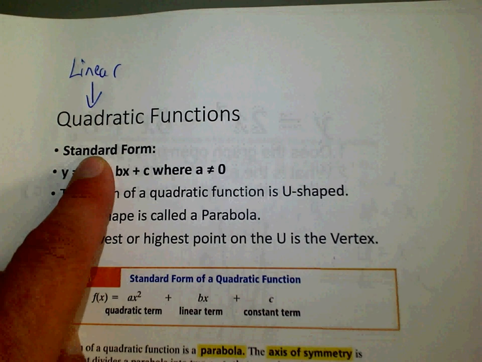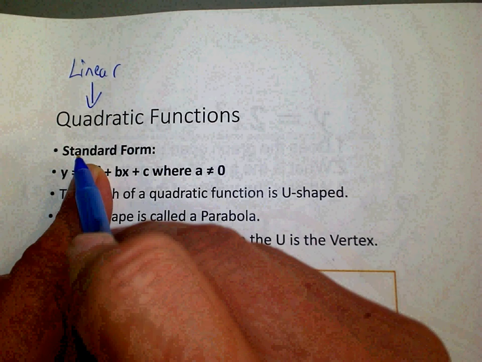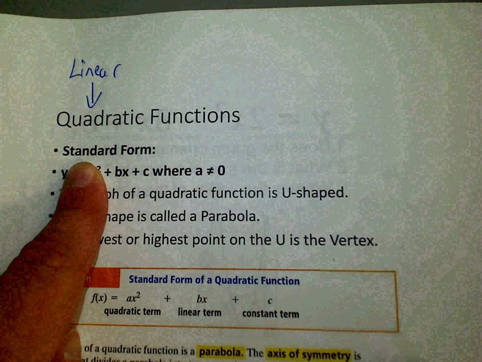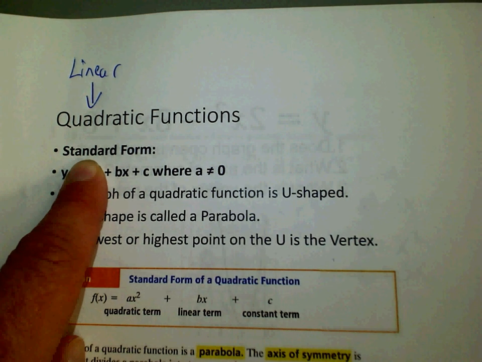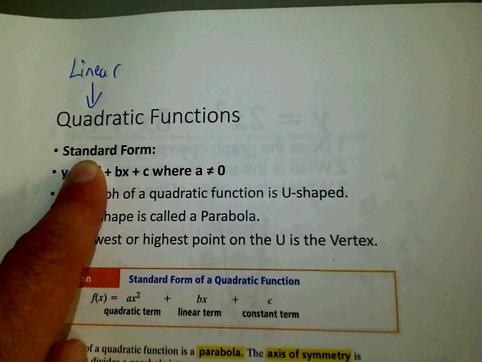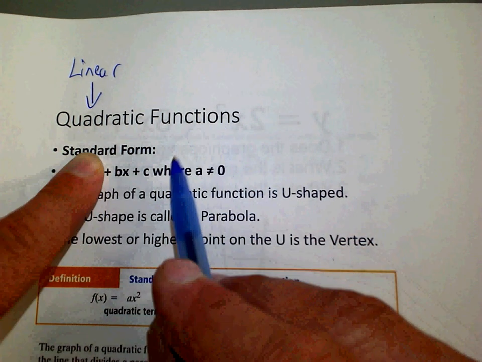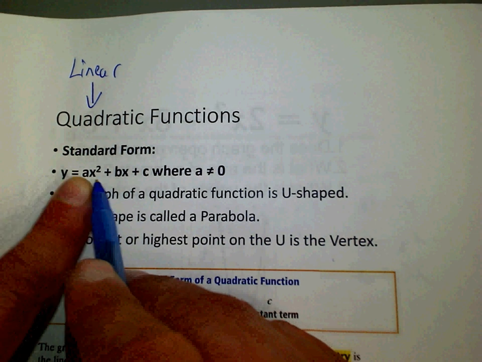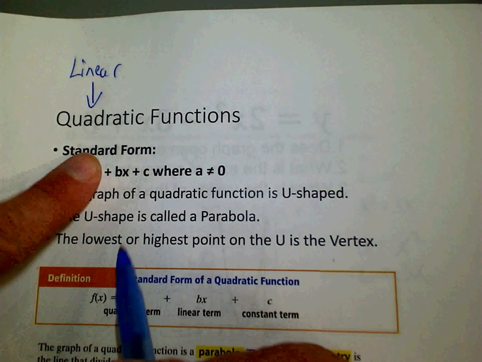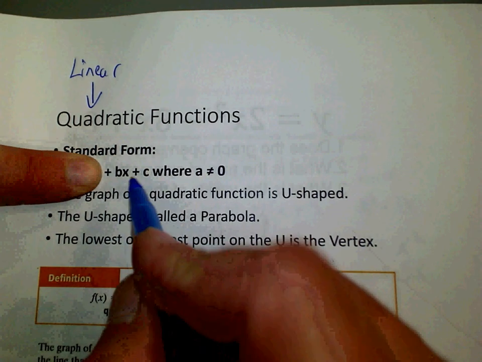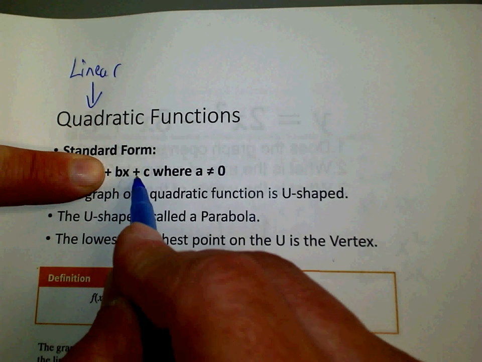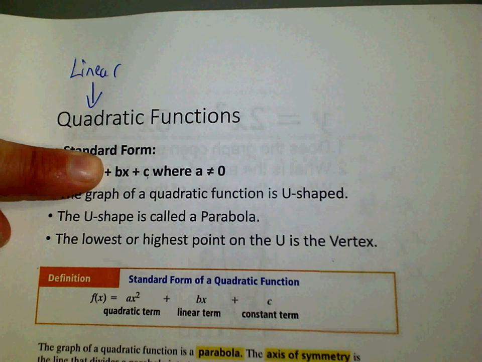Okay, check it out. Standard form of a quadratic. There are just a few things we have to catch today, but they're very fundamental key things. First off, a quadratic function is this right here: y equals ax squared plus bx plus c. If I covered that part up and all you had was bx plus c, it would be a linear function.